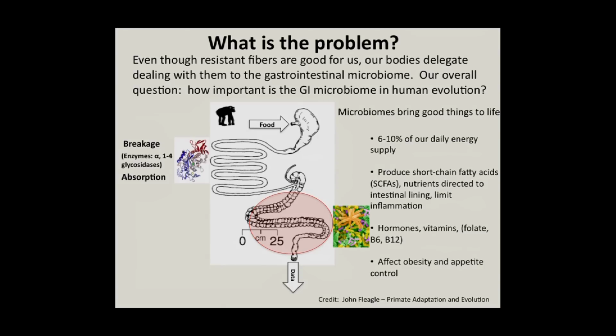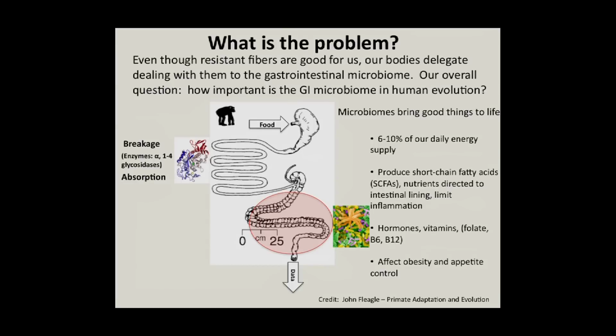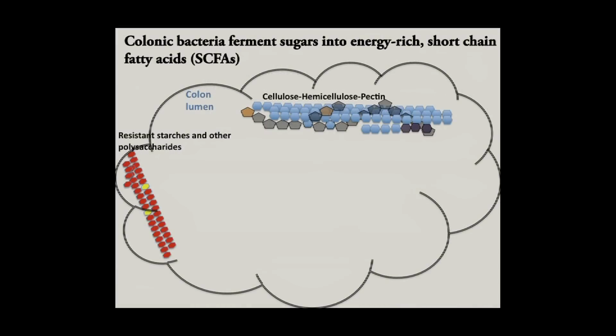We're extremely interested in the fact that microbes produce hormones and vitamins, and of these, B vitamins might be very, very important, including folate, B6, and B12. I'll touch on that a little bit later, but these are very important vitamins in terms of brain development. They also affect obesity and appetite control. So some of the ideas that we have about fat probably now need to involve the gastrointestinal microbiome. This gives a brief overview of what actually happens in the large intestine.